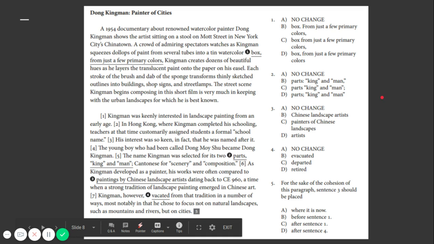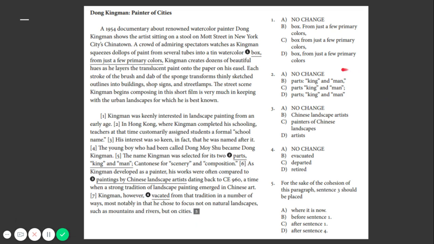First, number 2. So this one, you can see already this is going to be asking, just like that question 14 we had before, this is clearly asking about how to replace one thing. So we're going to go down, we see 2 is right over here. So let's read the sentence and kind of see what this works like. So the name Kingman was selected for its 2 parts, king and man, Cantonese for scenery and composition. So this is asking us about punctuation.